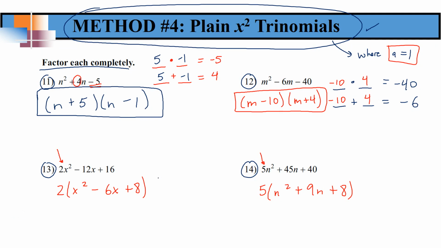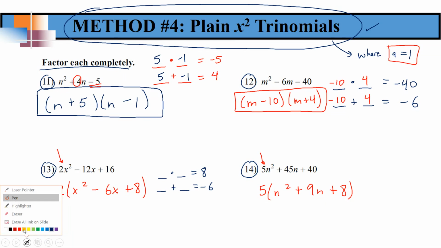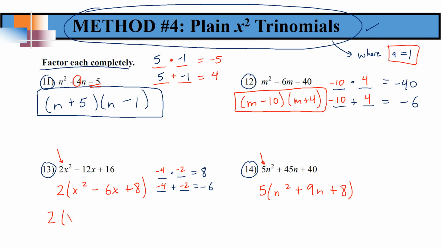As we look at this right here, I'm looking for two numbers that multiply to give us 8 and two numbers that add up to give us -6. Well, what would those two numbers be? Let's see, that would probably be -4 and -2. Right, -4 times -2 gives us +8, and -4 minus 2 gives us -6. So we still have that 2 out in front, and then x minus 4 and x minus 2. There's our fully factored form for number 13.